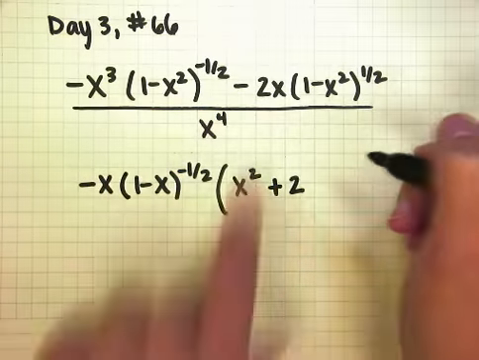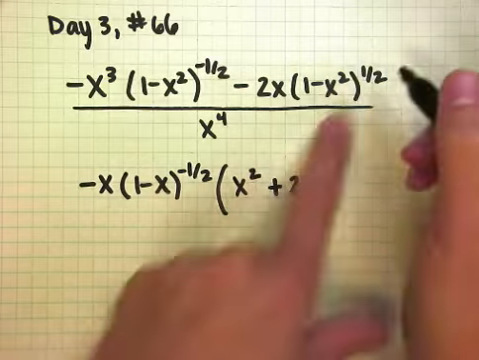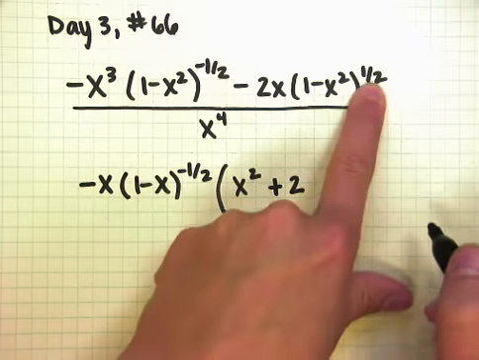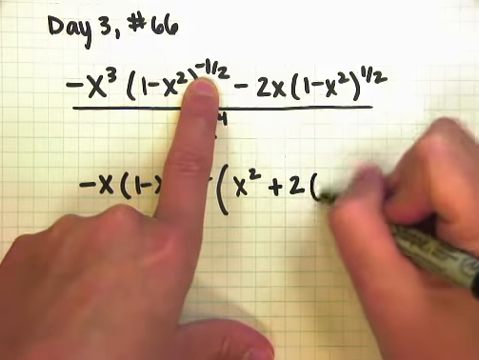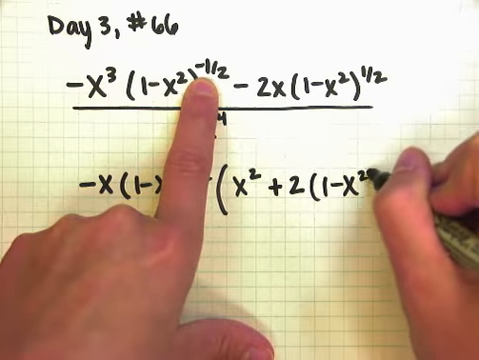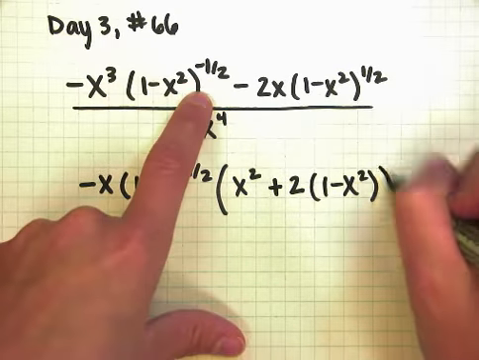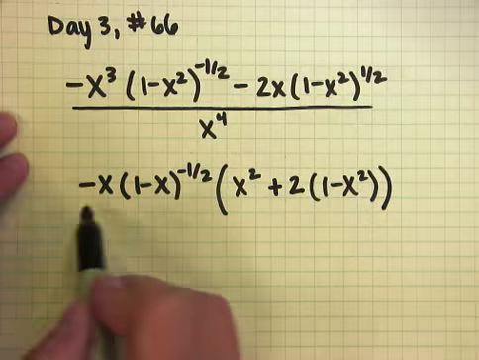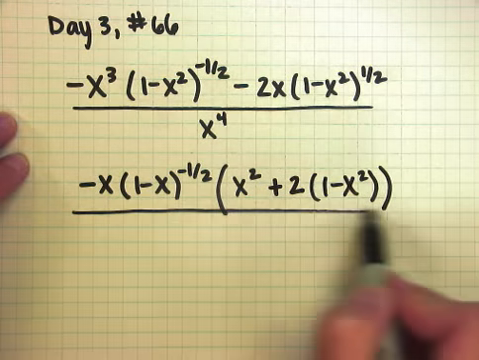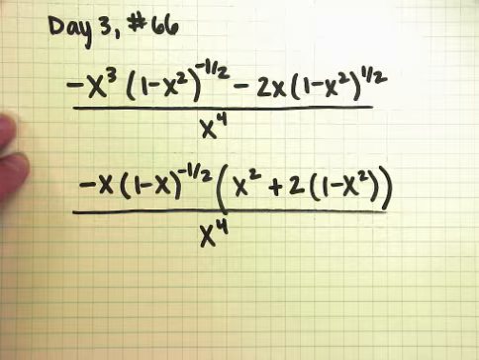I've got the 2 there. I took that x out. And then I subtract the exponents. So 1 half minus a minus half is like 1 half plus a half. So this is 1 minus x squared to the first power, because a half plus a half is a whole. This is all still over x to the 4th. Don't want to drop that.